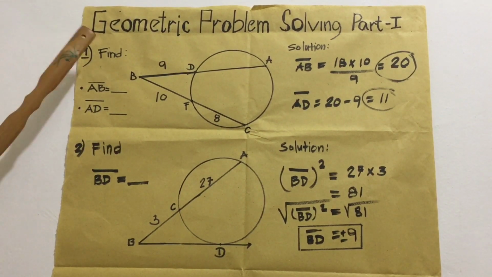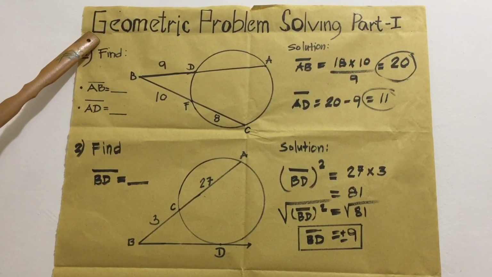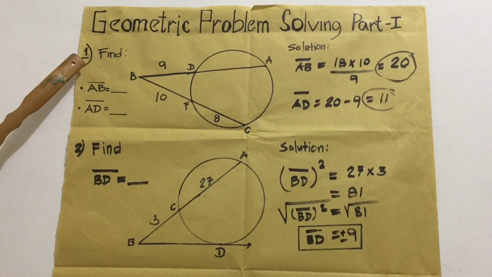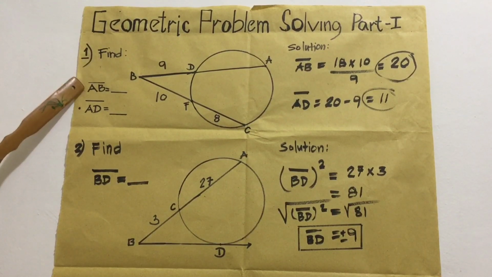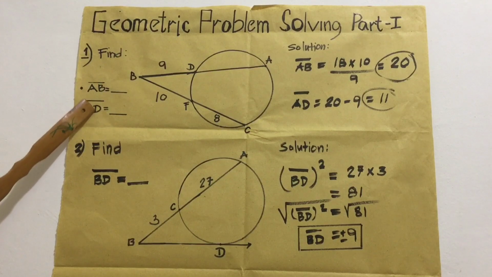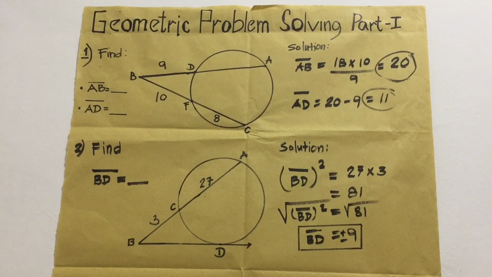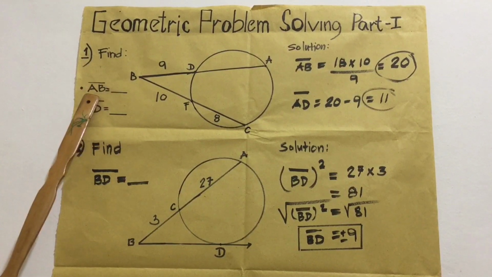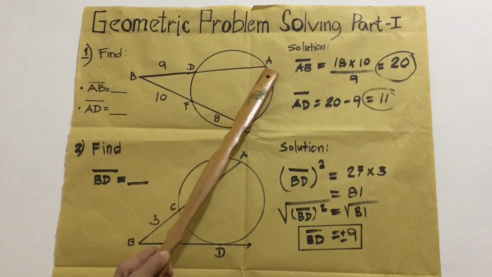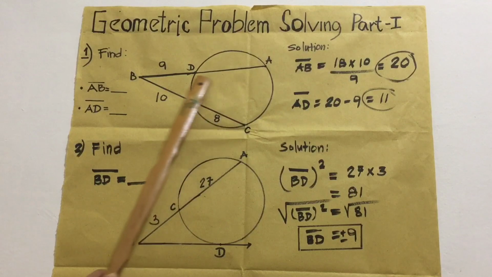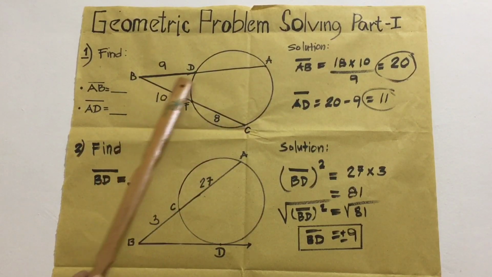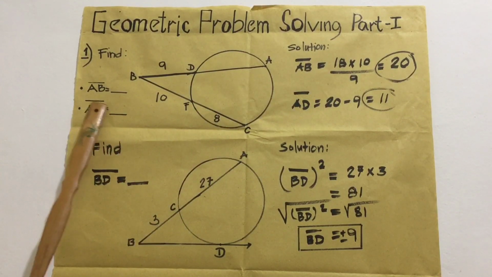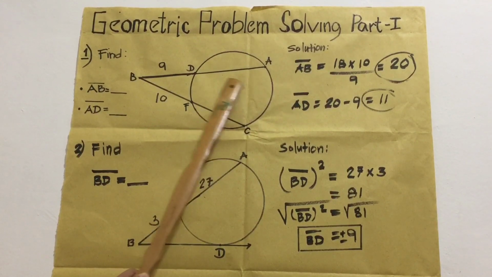Today our topic is geometry problem solving, part 1. The first problem: find segment AB and segment AD. How to solve this problem? You have to look for the segment AB here, from A to B. So we're going to identify this line. This is a secant. And the next segment, AD, is a chord.